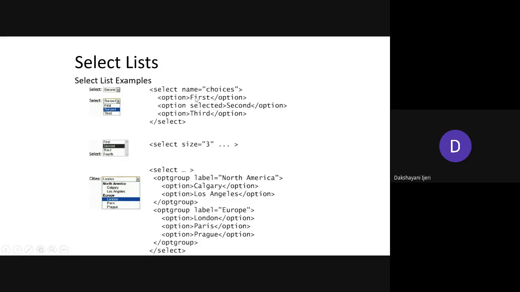Okay, so in the earlier case where you have not used the size attribute, by default it is only going to show you one option as a default. If you use the size attribute with a value, whatever value you have taken, that many options are going to be visible as a default once you run this web page.